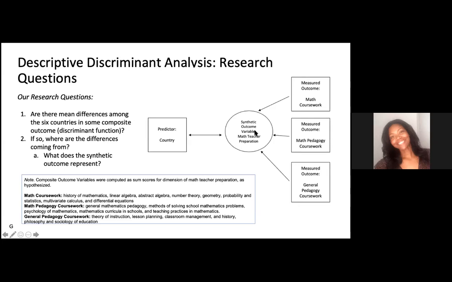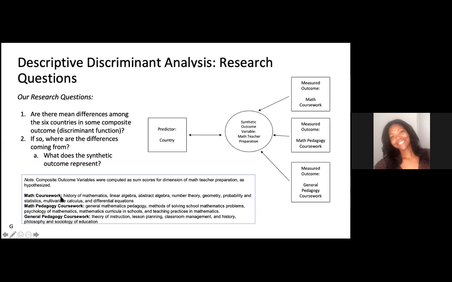So we're hypothesizing that the outcome variable is math teacher preparation, which is composed of math coursework that teachers take, math pedagogy coursework, and general pedagogy coursework. So this first variable is just basic subject matter content. And you'll see down here, these are some of the variables that were included: history of mathematics, linear algebra, number theory. So basically these were dichotomized in the data set, and we gave 0s and 1s to the values for each case. And so if a future teacher took this course, they got the score for it.